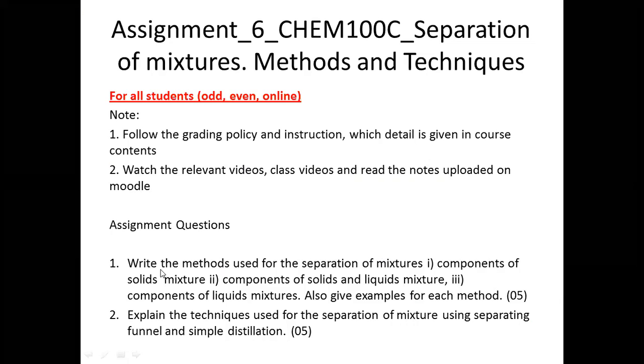In the first question, you have to just write down the methods used for the separation of the mixture components, as I have explained in three different slides. And the second one is to explain the technique used for the separation of mixtures using a separatory funnel and simple distillation. This has been explained in the video. I will share it with you, and you can watch, and you can solve this part of the question. So this is all about it.